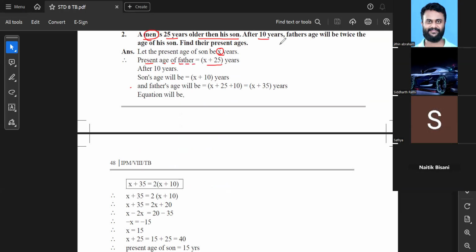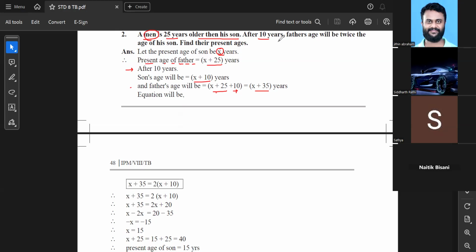Now, after 10 years, father's age will be twice the age of his son. So, first of all, after 10 years, what will happen? The son's age will also increase by 10. Hence, I'll say son's age is X plus 10. Father's age, today it's X plus 25. After 10 years, it will be X plus 25 plus 10 because 10 years passed. And you know that 25 plus 10 is 35, so X plus 35.